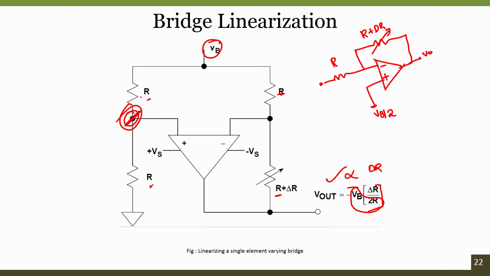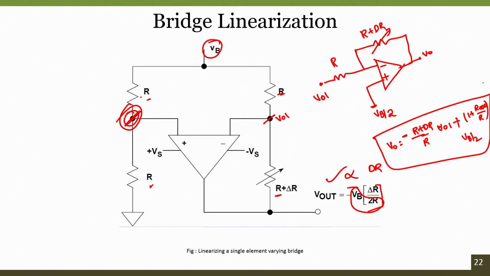So, we know that V naught is nothing but (R plus delta R) divided by R, into, say, if this terminal is VO1, it is nothing but VO1 minus, and plus 1 plus (R plus delta R) by R into Vb by 2. So, this is the equation, this is the output that we get. Solving for everything, we get V out is directly proportional to delta R.